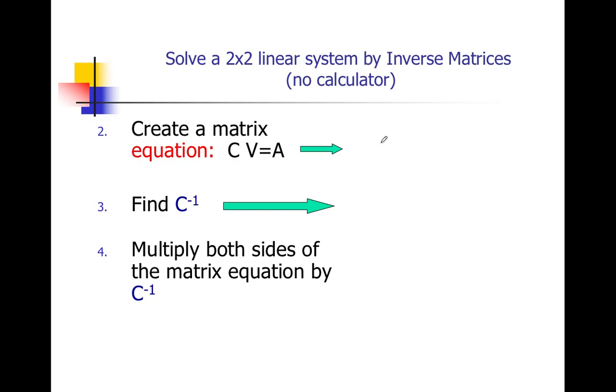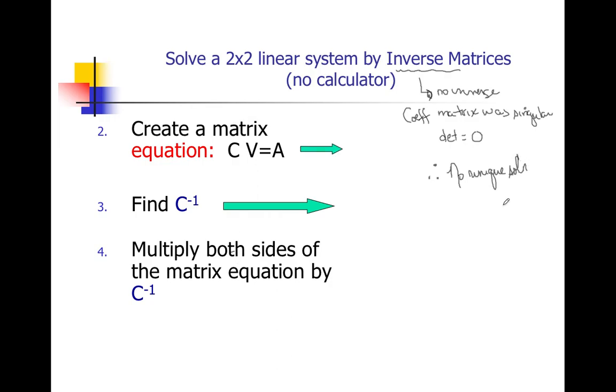But do remember that if you're using inverse matrices, if you have no inverse, it's because your coefficient matrix was singular, and what makes a matrix singular? Determinant is equal to what? Zero, right? You can't say no solution. What do we say? You can't say no solution, you can't even say infinite solutions. You can only say there is no unique solution, right?